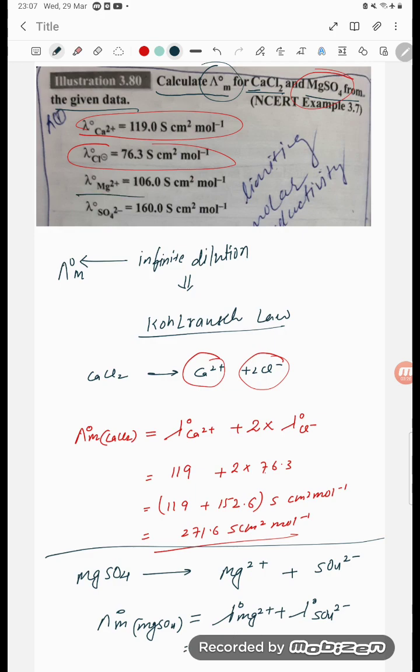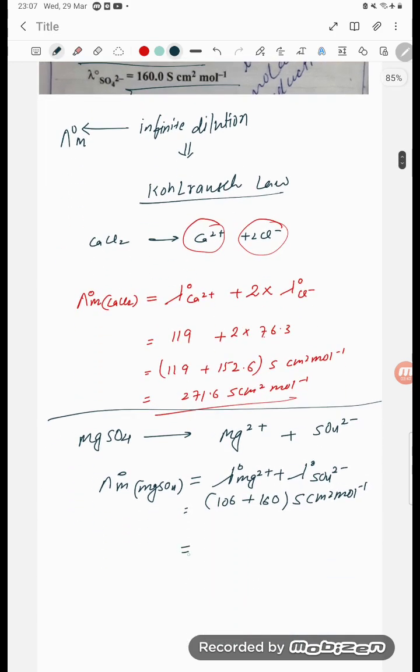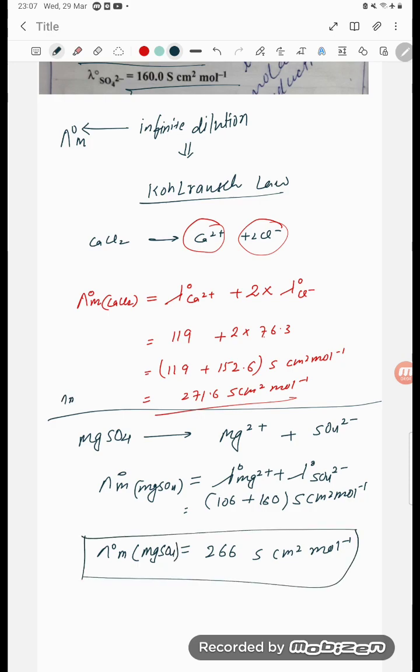So the Mg2 plus ion, how much is there? 106, plus the sulfate ion is again 160, and the unit will be Siemens centimeter square mole inverse. So dear students, you can add these two values and you will find that it comes to 266 Siemens centimeter square mole inverse. So this is the value of lambda m naught for MgSO4.